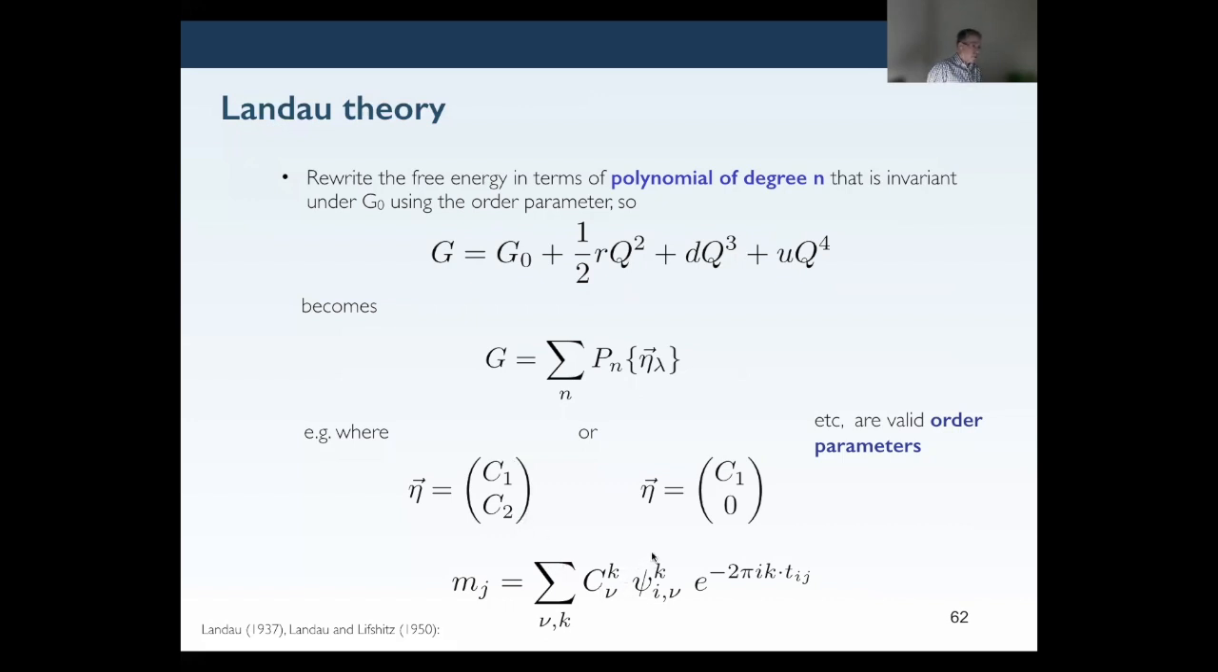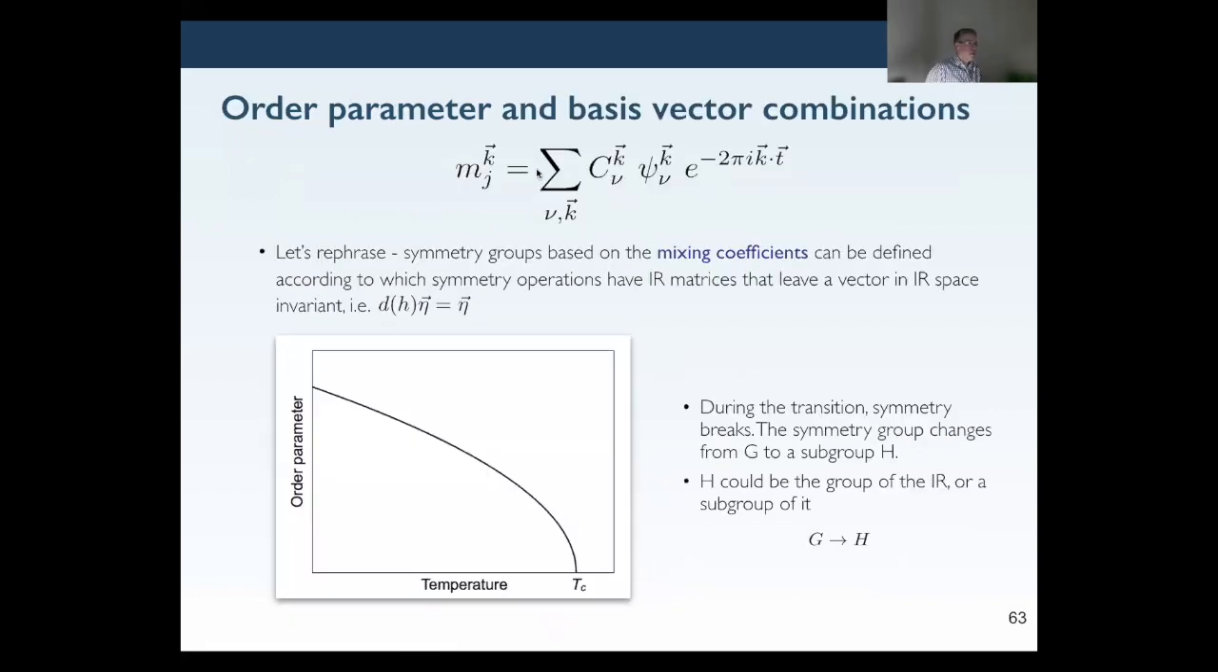So just as we combine our Bloch waves by these mixing coefficients to make the magnetic moment, these mixing coefficients have physical meaning within Landau theory and are valid order parameters to go into this free energy expansion. But rather than dealing with just one coefficient at a time, we use a vector of them where we're combining all of the relevant basis functions. So we have an order parameter description that's based on our basis vector combinations through these mixing coefficients.